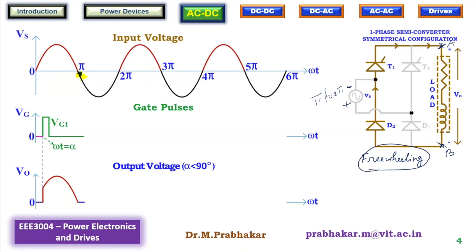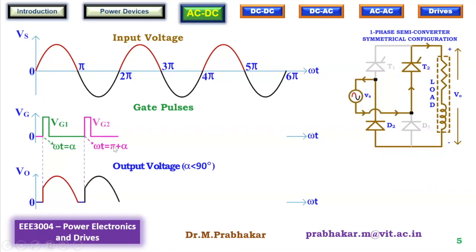Because the stored energy in the inductor is simply circulating within its terminals, through T1 and D2, it is called freewheeling. Because you don't need any external device, this circuit is called self-freewheeling mode. The configuration is self-freewheeling in nature. Both symmetrical and asymmetrical are self-freewheeling. So this is what happens till pi plus alpha.